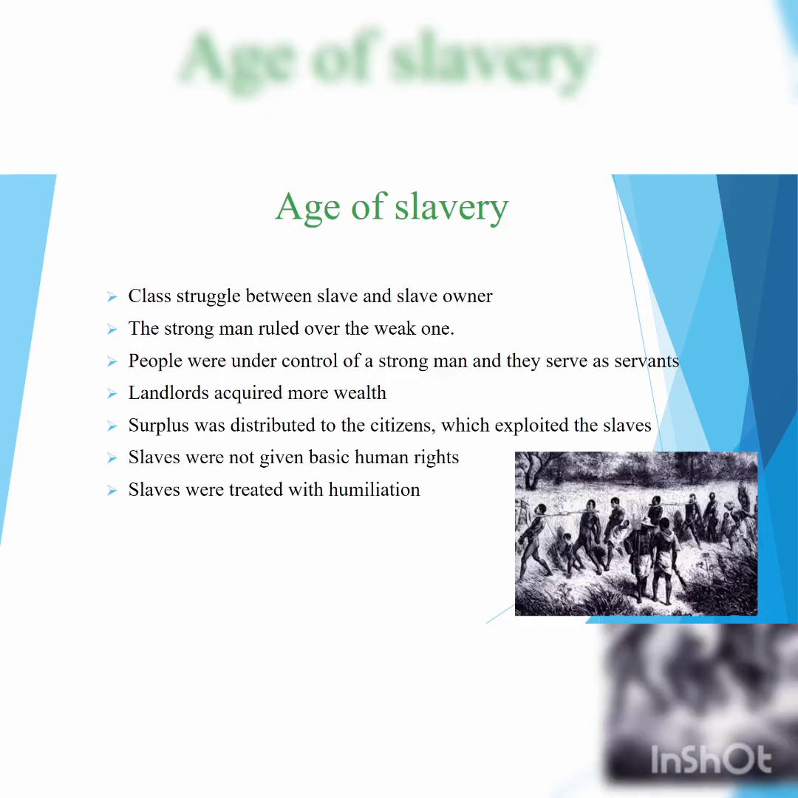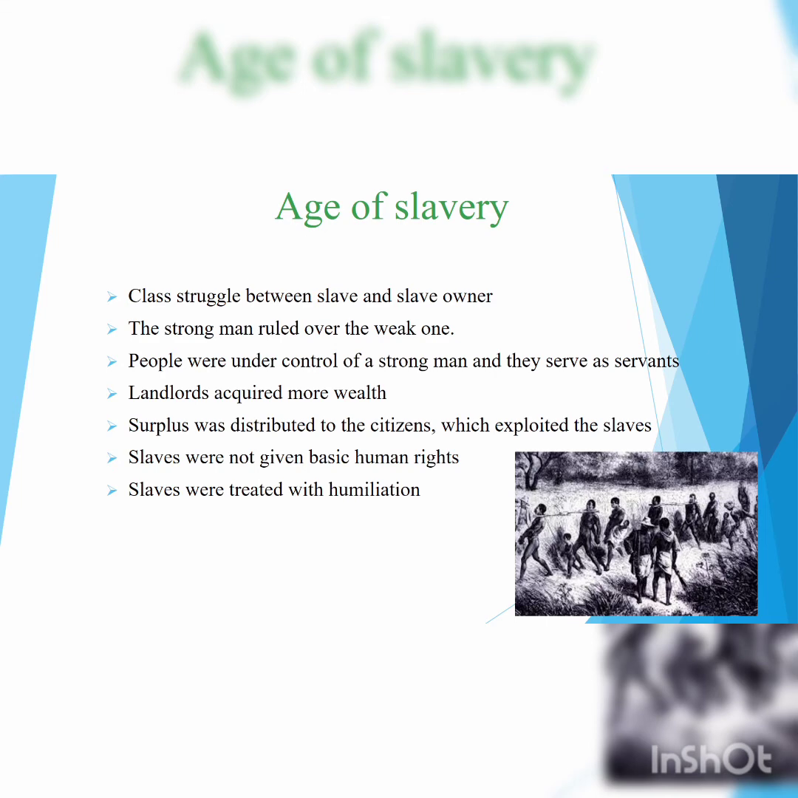The second stage is the age of slavery. It's a class society. In this age there is a class struggle between slave and slave owners. The strong men ruled over the weak ones. People were under control of a strong man and they served as servants, and landlords acquired more wealth, more land, and surplus was distributed to citizens which exploited the slaves, and slaves were not given their basic rights, and slaves were treated with humiliation and atrocity.